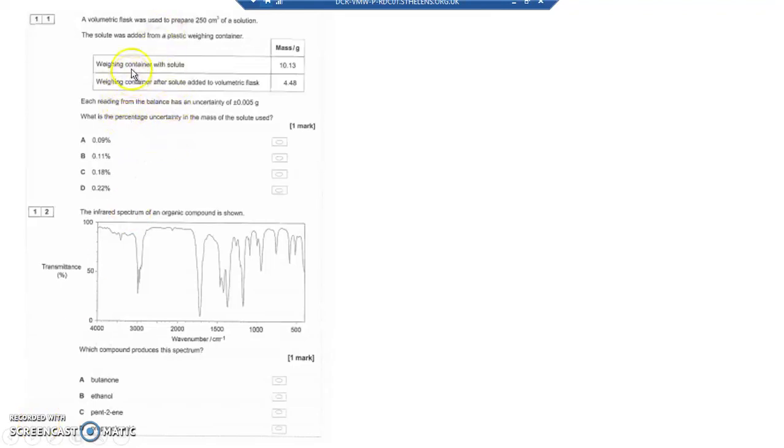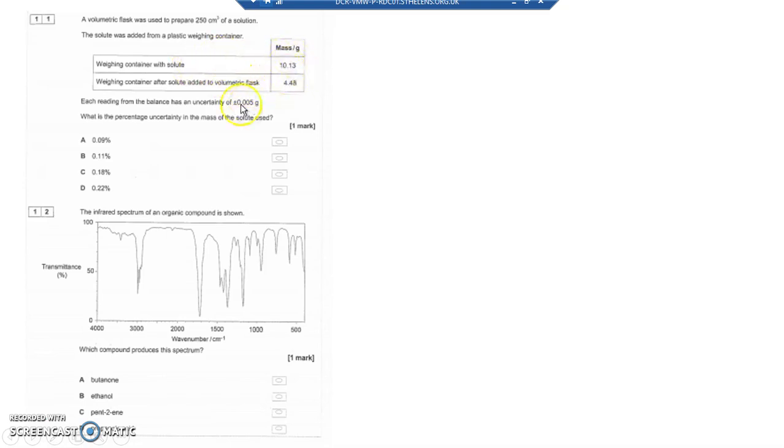Question number 11. So I've weighed out some solute. Solute is just a general term for something that dissolves in something. So the solute starts off with, after the weighing bottle is 4.48, that's the mass of the bottle, and that's the mass of the bottle plus the solute, the solid that you're dissolving in the liquid. So if I subtract the two, then I'll find out the mass of the solute.